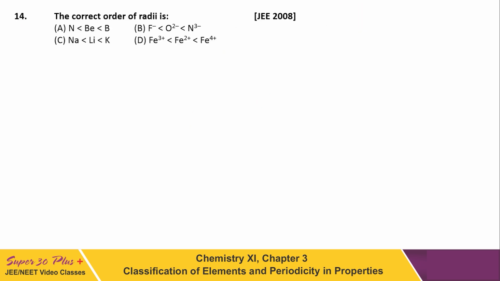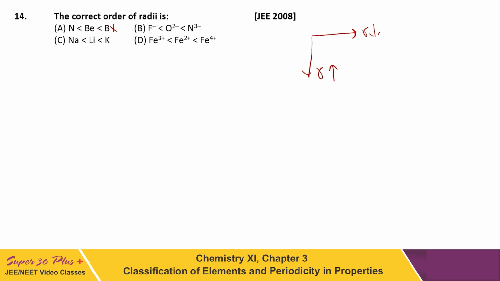Now the another question. This question says, which one is the correct order of radius? Students, we know that going left to right, radius decreases, and going top to bottom, radius increases. Now if you check the first option, it is nitrogen, beryllium and boron. It says boron is bigger than beryllium, which is not correct. So this is a wrong option.